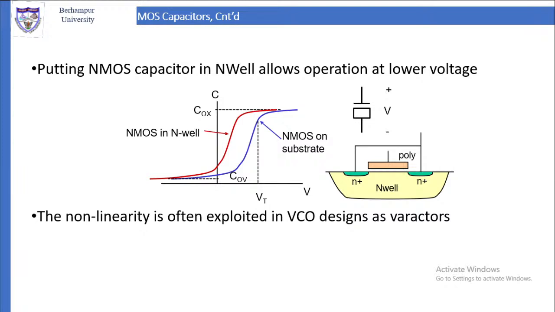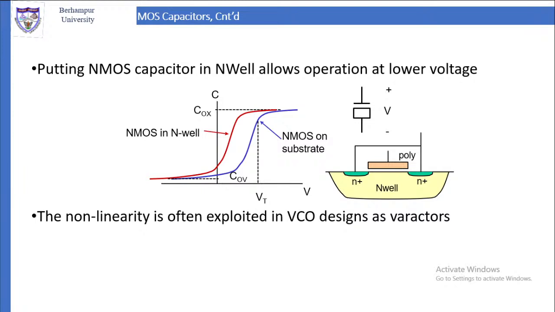Now, when the NMOS is in the N well, it is below the VT value, sufficiently below the VT value. So you don't require high voltage. The voltage required is lower. With the same low voltage, you get the same capacitance as the COV.